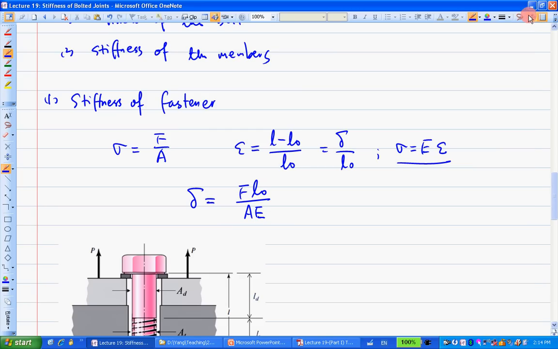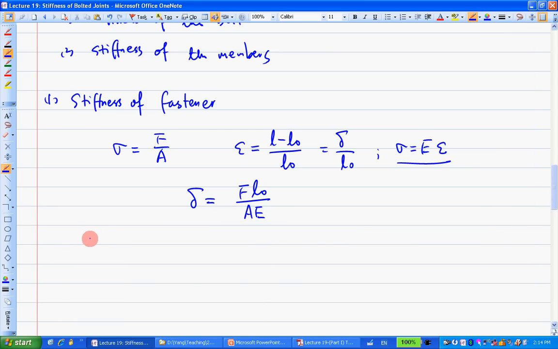The other formula you learned: when you consider it as a spring, F equals K times X, spring stiffness times displacement. So in this situation, F equals AE divided by L naught times delta. If you compare this equation with the spring equation, the stiffness is AE over L naught. Let's just use L here. So you can calculate stiffness using this formula, A times E over L. Now coming to the fastener stiffness here. Let's take a look at this diagram here.